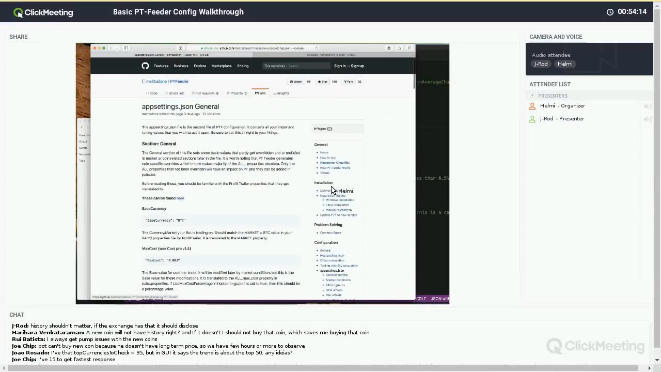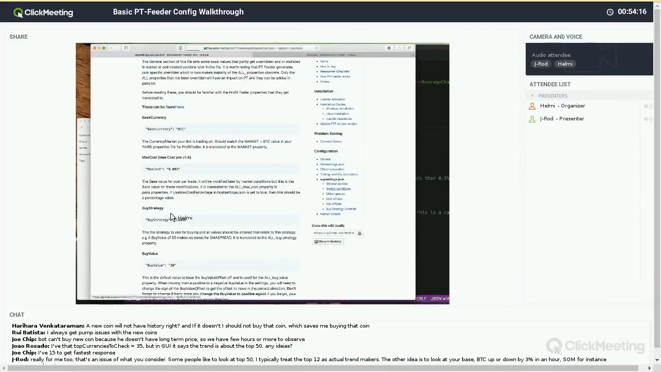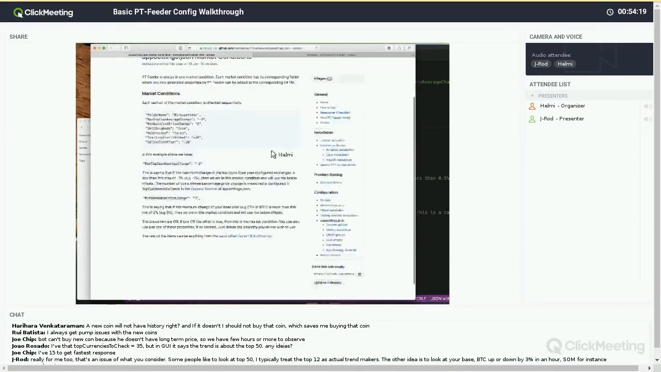Just looking up if it's market conditions. I don't know yet. I haven't used it for quite a while.